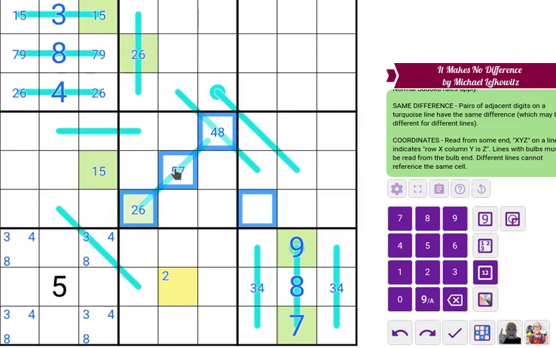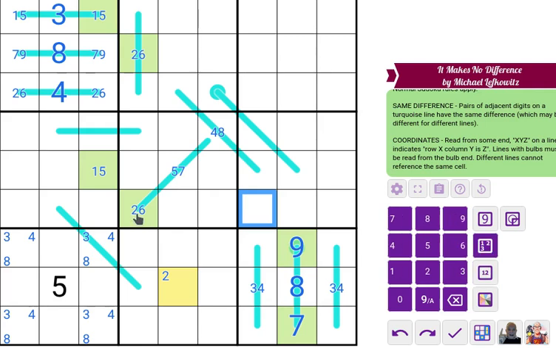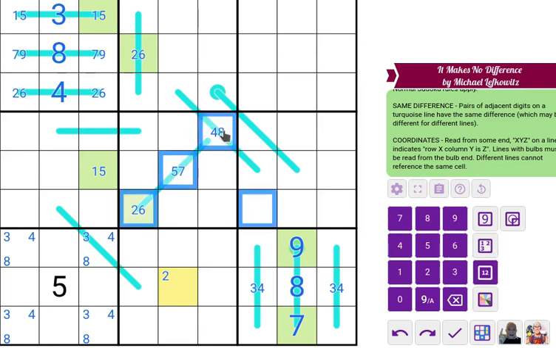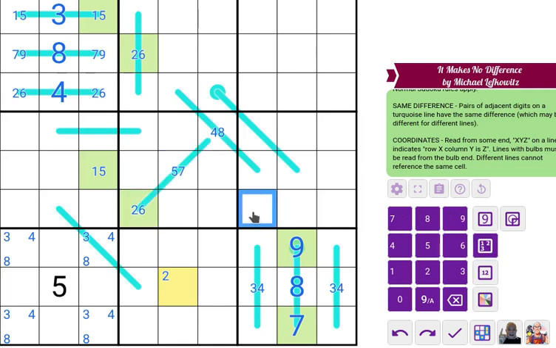Column 7. 6, 7, 8. So 6 and 8. And row 6, column 7. Placing an 8 here. Row 6, column 7, placing an 8. Why not?